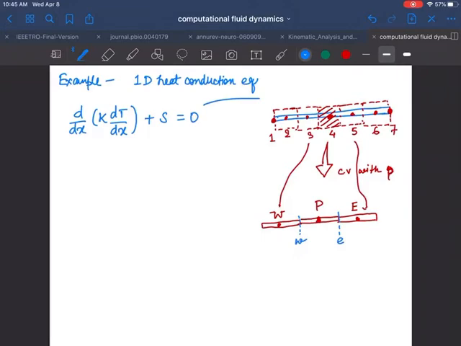So the control volumes' grid points are denoted by these bigger subscripts, and the faces are denoted by the small subscripts. Okay, so this is my west face, this is my east face, this is my east element or the east control volume, and this is my west control volume, and this is my control volume we are interested in.